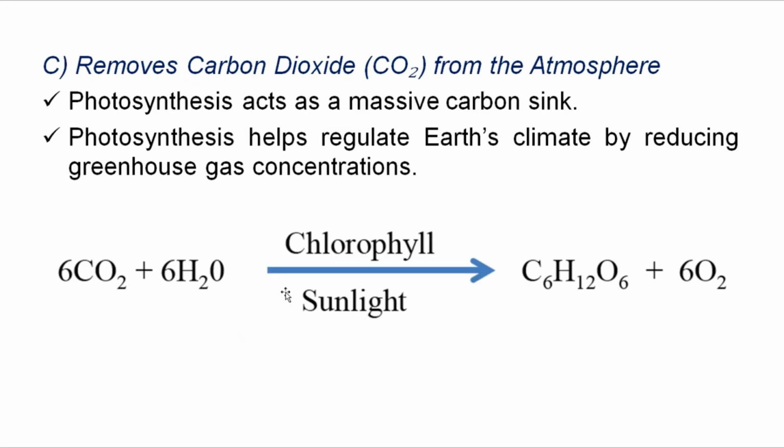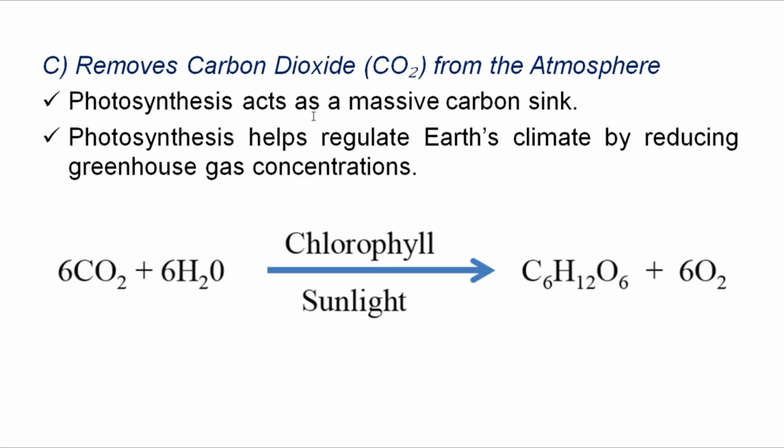Another importance of photosynthesis is to remove carbon dioxide from the atmosphere. Yes, in order to remove carbon dioxide from the atmosphere, photosynthesis is also important. Photosynthesis acts as a massive carbon sink. It absorbs carbon dioxide from the atmosphere. Photosynthesis helps regulate Earth's climate by reducing greenhouse gas concentration.